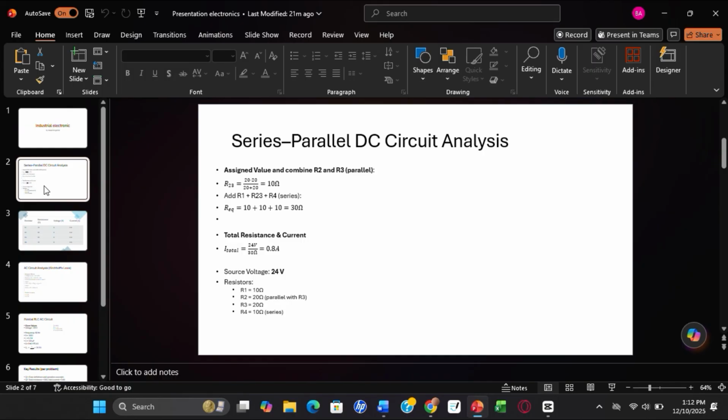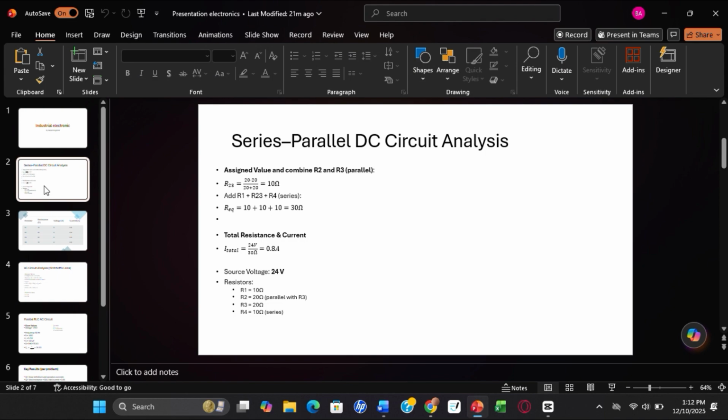Question 2, I analyzed the series parallel DC circuit step by step. First, I assigned values to the voltage source and resistors, and then I simplified the circuit by combining the parallel resistors first and then adding the series ones until I got one equivalent resistance. Once I had the total resistance, I calculated the total current from the source. After that, I worked backwards to find the voltage and current across each resistor.